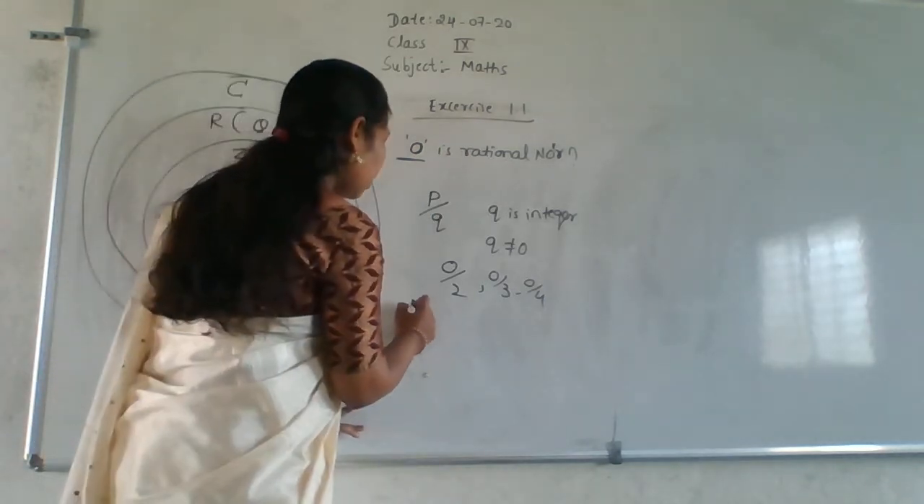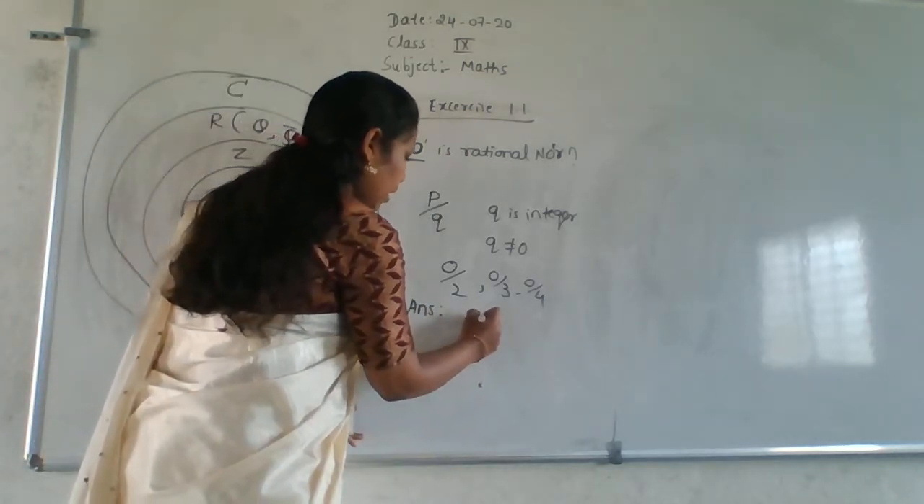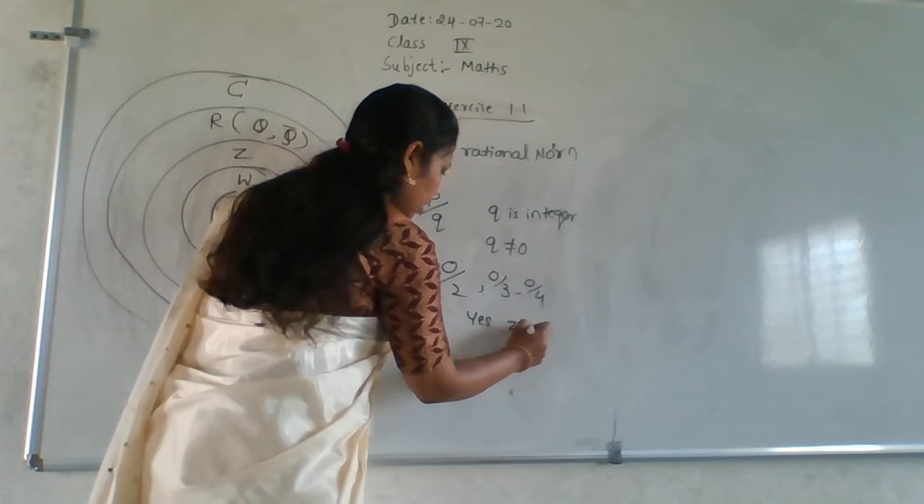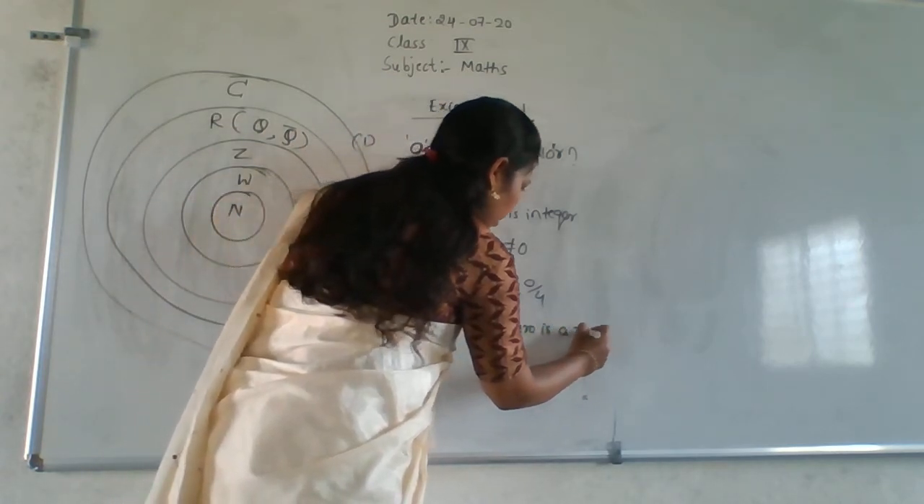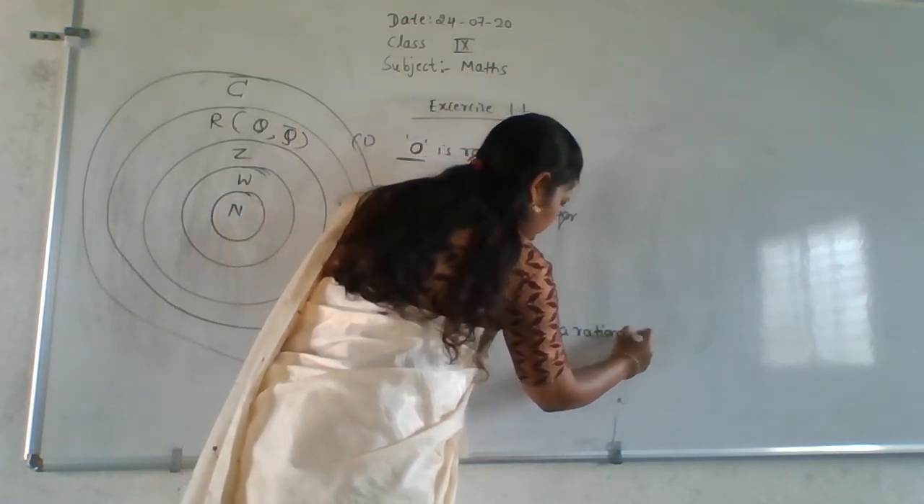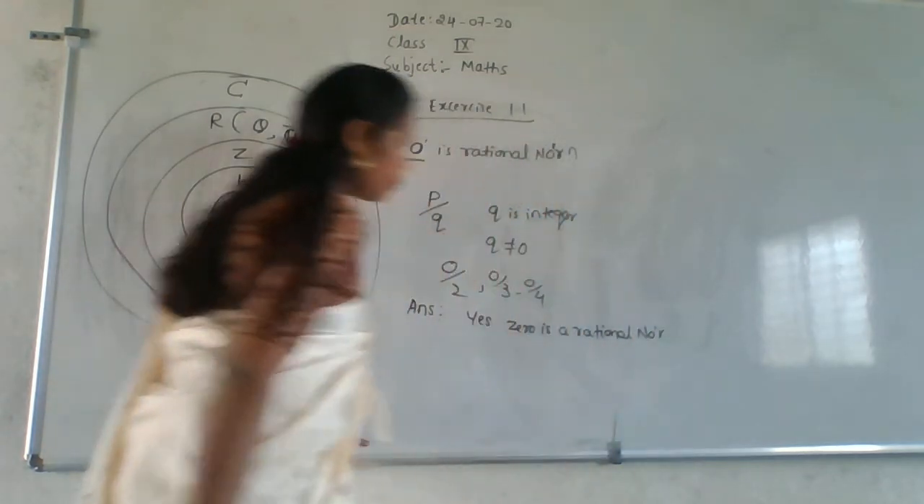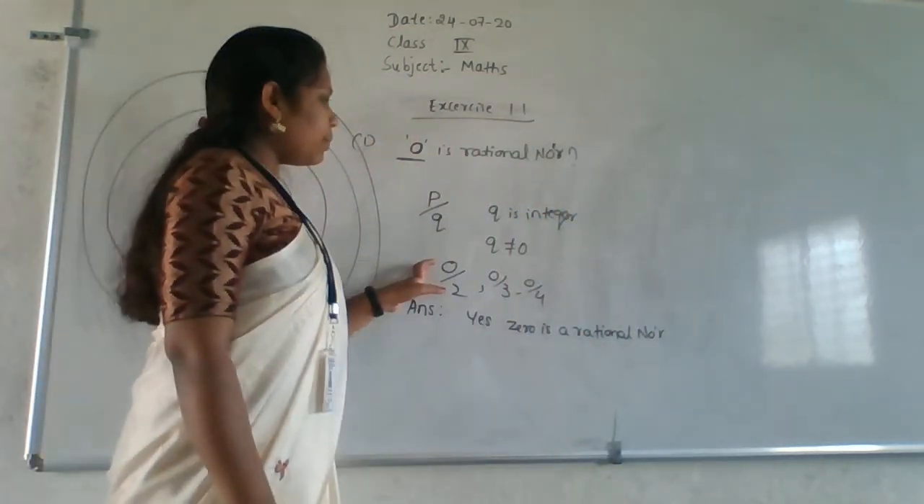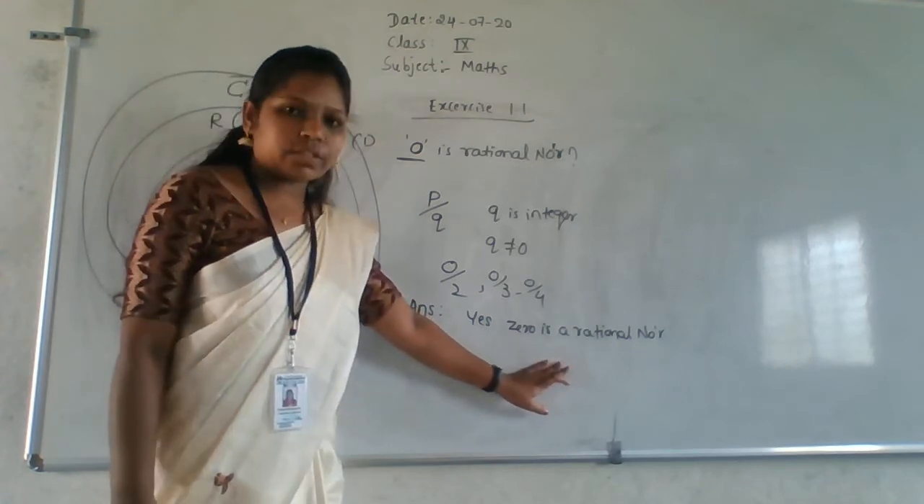What is the answer here? Yes, 0 is a rational number. Why? For this purpose I am telling you 0 is a rational number.